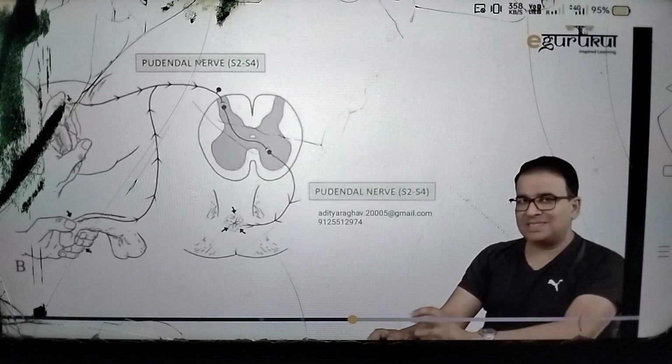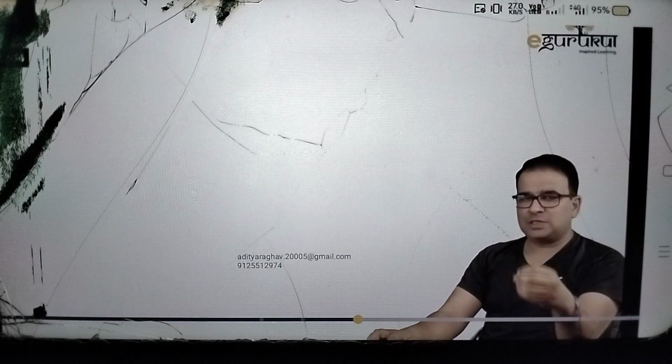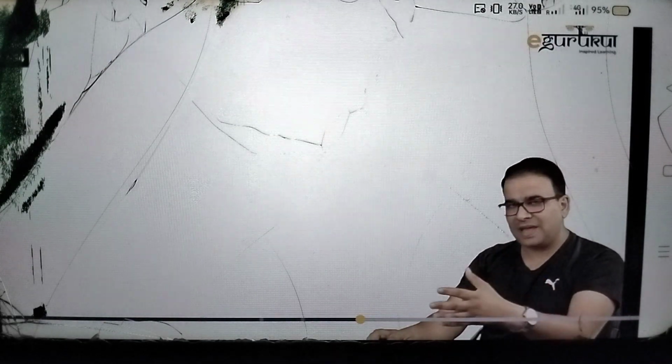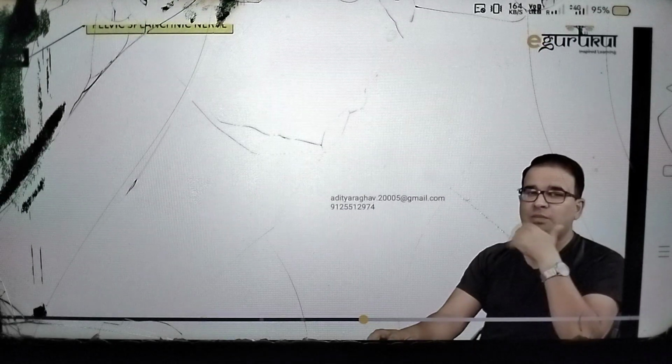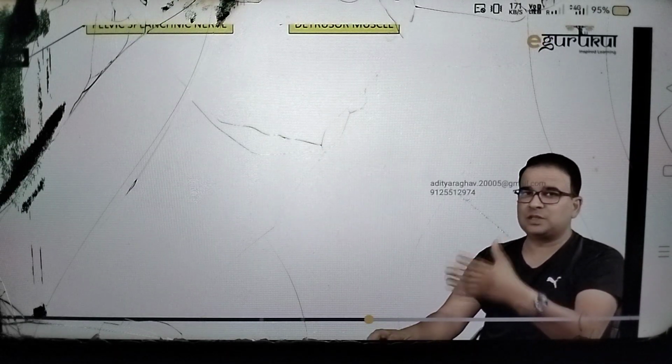Now, talking more about this S2, S3 and S4 segment. As we said, the sacral segment is involved precisely in case of conus medullaris syndrome. The S2, S3, S4 segments give rise to the somatic nerves as well as the splanchnic nerves. The pelvic splanchnic nerves coming from S2, S3, S4 supply the smooth muscle of the bladder, the detrusor muscle, which is responsible for the emptying of the bladder.